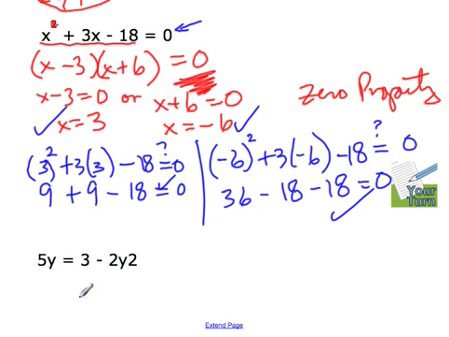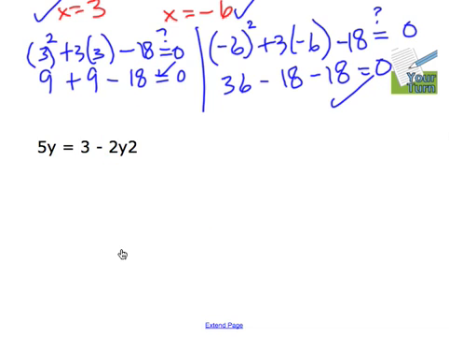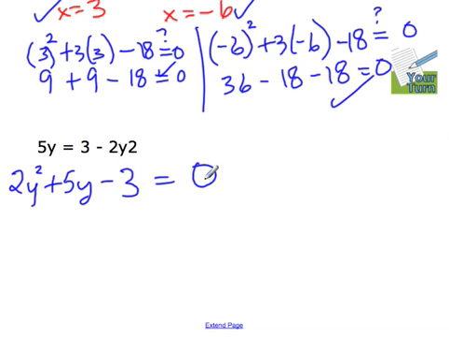Let's try it with this guy down here. Right now it's not looking too good because it's not equal to 0. I gotta make it equal to 0. Let's make these two guys go over to the other side. So I'll call it 2y squared, it'll be positive, plus 5y, bring the 3 over, it'll be a minus 3, and I'm left with 0 on the right side. Critical piece, has to be 0. I cannot use the 0 property with anything other than 0, which makes sense.